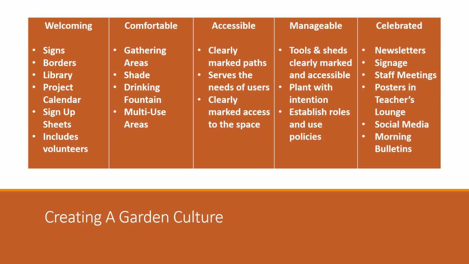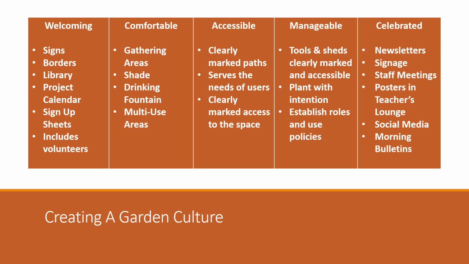When we're welcoming people to the garden, you can do that in many ways: art, signage, reseeding annuals, a little free library, perennial borders. When you're talking comfort, are there gathering areas? Is there shade? Is there water accessible? And when we're talking about accessibility, is it serving the need of multiple users? Do people know how and when to access the space?